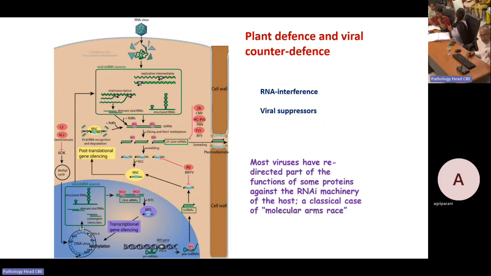What you have is the RNAi machinery indicated in the middle, and those red circles are viral proteins which are working against the RNAi machinery. On the left, you have the Gemini virus proteins interacting with adenosine kinase and then affecting the methyl cycle in the DNA virus in the nucleus. Or you have some of the suppressor proteins in CMV, PMV, etc. They are interacting with the small RNAs generated by the plant antiviral system. So there is resistance and counter-resistance going on between the plants and the virus.